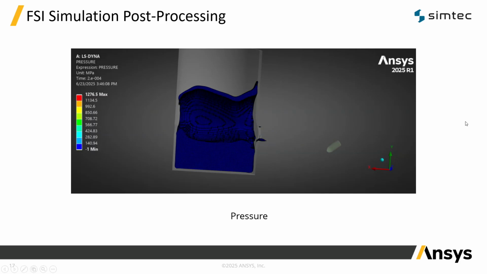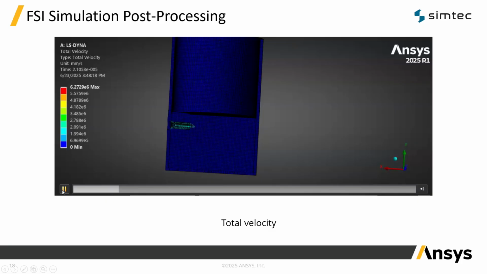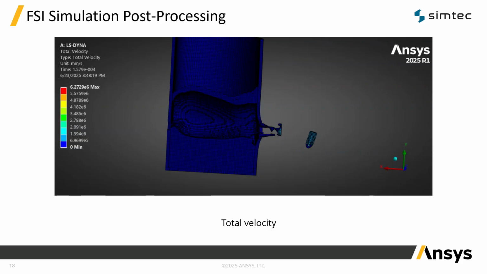Moving forward, we'll go to the total velocity field. This shows the fluid overall motion as it responds to the structure and to the boundary conditions. In the animation, we'll notice streamlines of vectors that reveal flow direction and intensity. In some areas, you can see fluid acceleration or swirling depending on the structural motion.